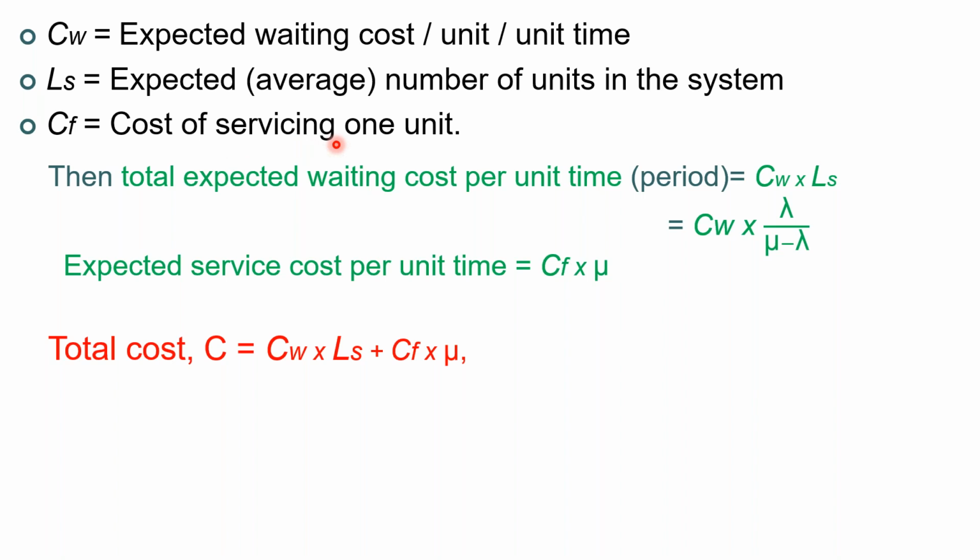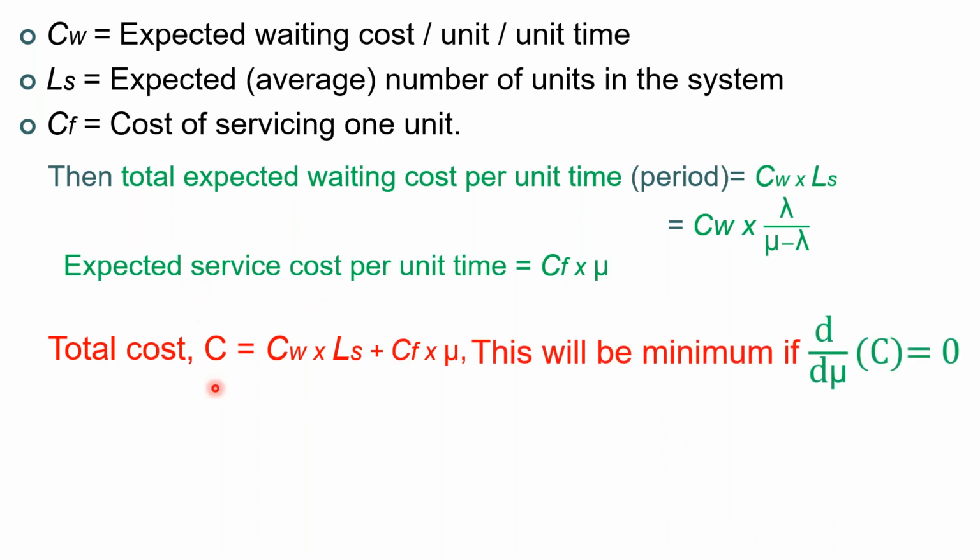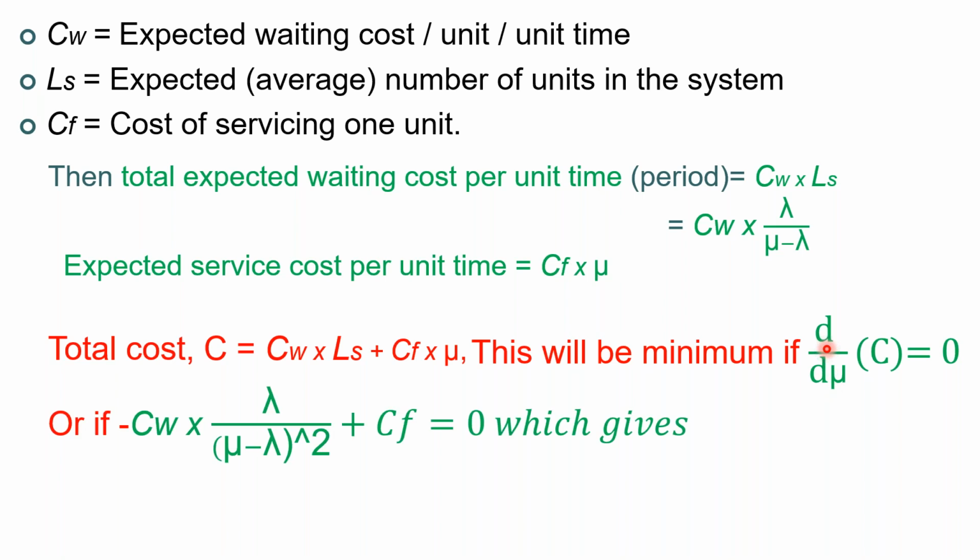If you are costing 10 rupees for your service to a single unit, then it is 10 into your service rate. That will be your expected service cost per unit time. Now this particular cost will be minimum if dC by d mu is equal to 0, or if negative CW multiplied by lambda upon (mu minus lambda) square plus CF is equal to zero, and this particular equation gives us the value of mu.